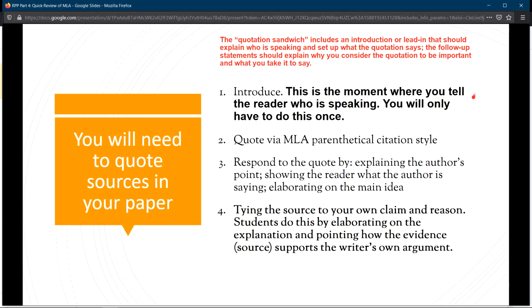So you have to introduce the quote, like I was saying. This is the moment where you tell the reader who is speaking. You will only have to do this once. And then quote via MLA in-text citations, and respond to the quote by explaining the author's point, showing the reader what the author is saying, elaborating on the main idea. And then you want to tie the source to your own claim and reason. Students do this by elaborating on the explanation and pointing out how the evidence source supports the writer's own argument.